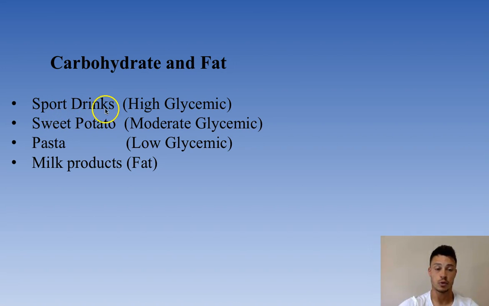Sport drinks are a source of sugar, which will be converted into glucose. Sweet potato and pasta, sources of carbohydrate, will also be converted to glucose and stored in our body. For fat, we have milk products that will be stored in adipose tissue and used as energy as well.